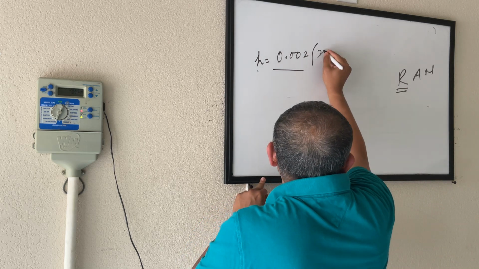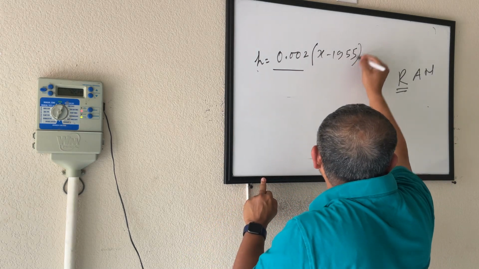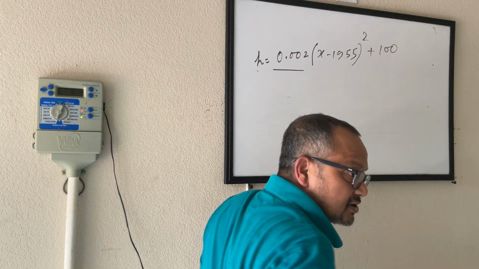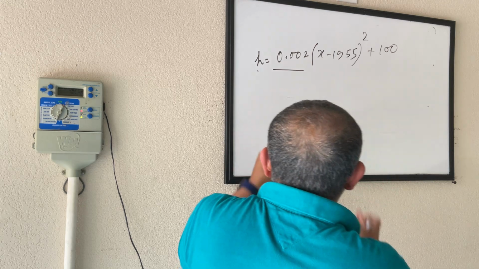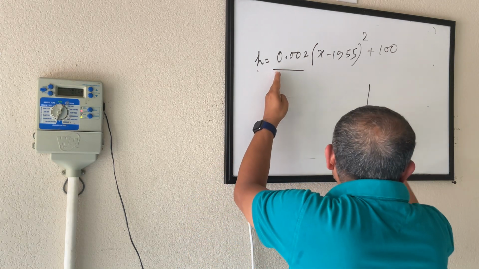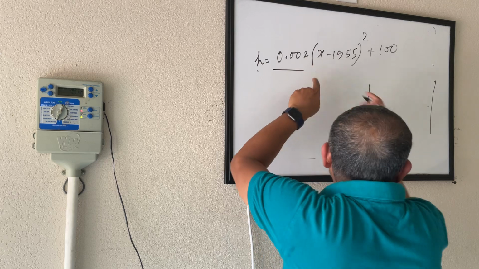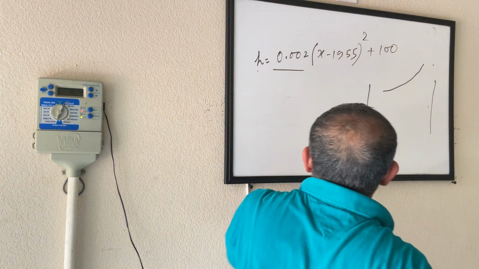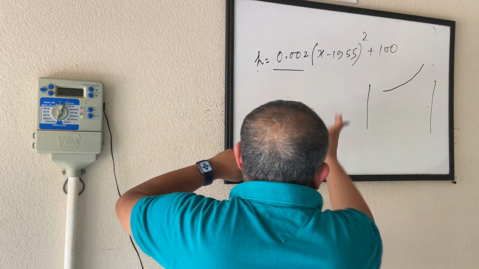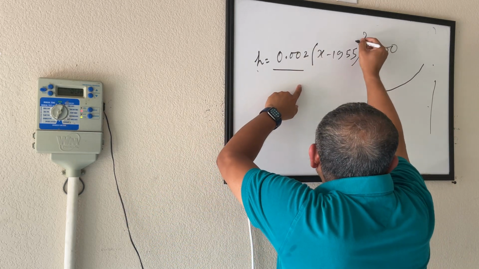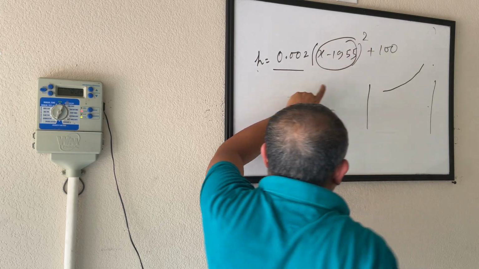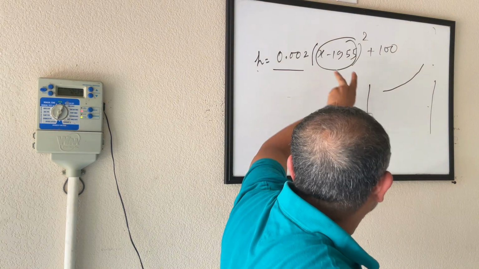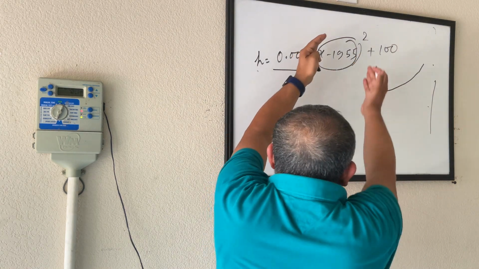See, our equation is (x minus 1955) squared plus 100. Okay? This 100 is a constant, it's not going to change. Now, if this whole thing is more, the cable is getting higher and higher. But by looking at this whole thing, you see that x minus 1955 determines how much more than 100, right? And this whole thing is a square.